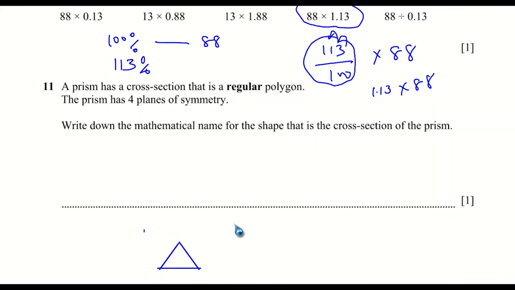Then you have something like this. So you connect them together like this. Sorry, I think I can still make it better. So let's use thick lines like this.